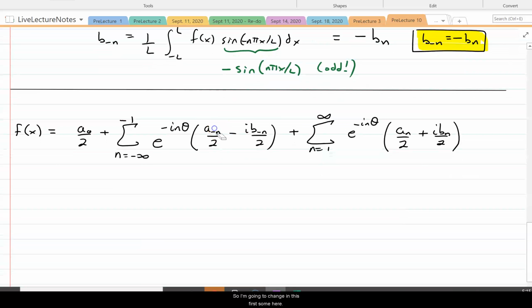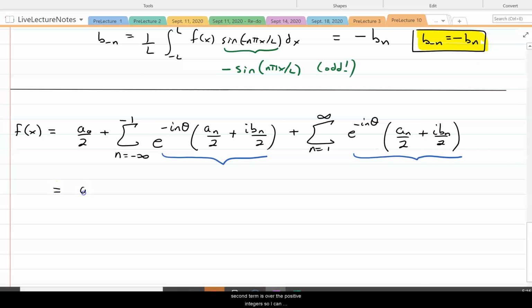So I'm going to change in this first sum here, I'll just change a sub minus n is equal to a sub n, and b sub minus n is equal to minus b sub n, so I can make that a plus. Okay. Now take a look at these two terms. This term here is exactly the same as this term here. The only difference between these two is the bounds on the sum. So the first term is over the negative integers, and the second term is over the positive integers.